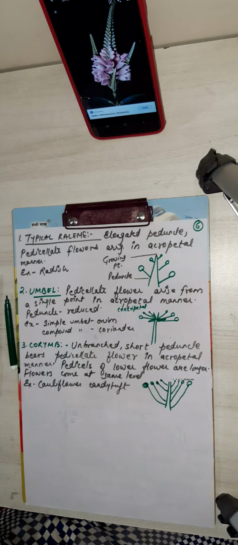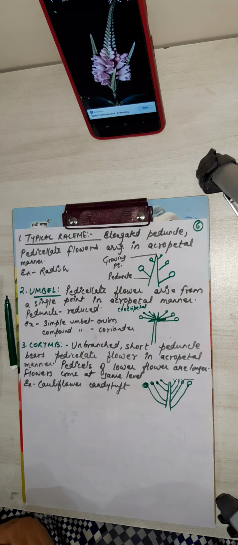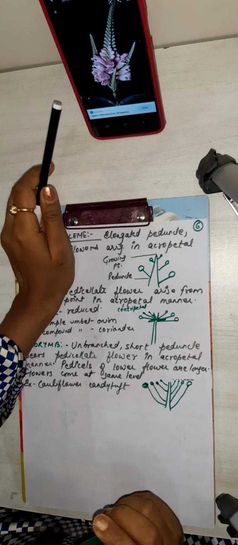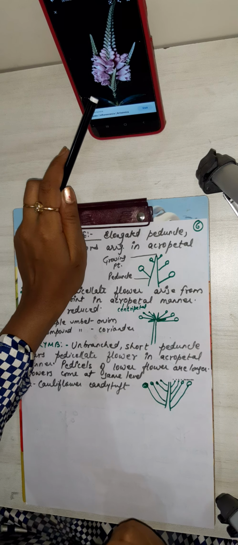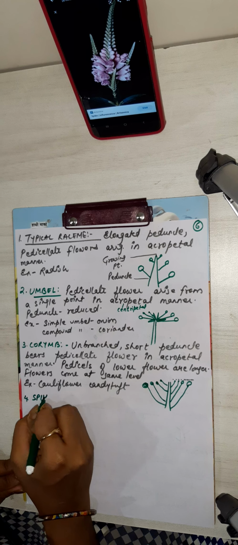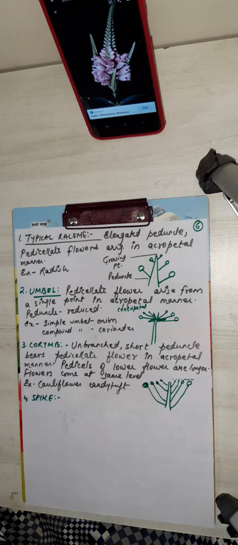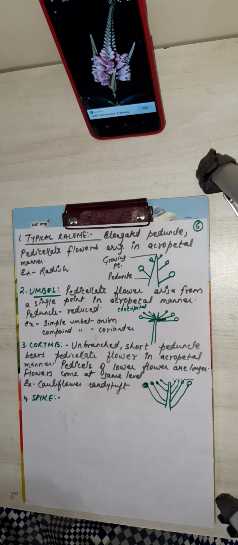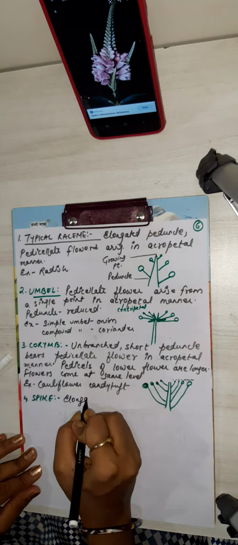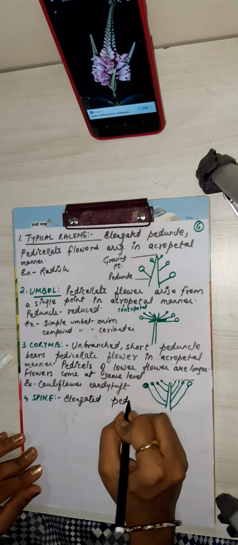Hello students, let's continue with racemose. Next is spike. So students, have a look. This is spike inflorescence. Now in spike, what happened? Sessile flowers. Elongated peduncle.